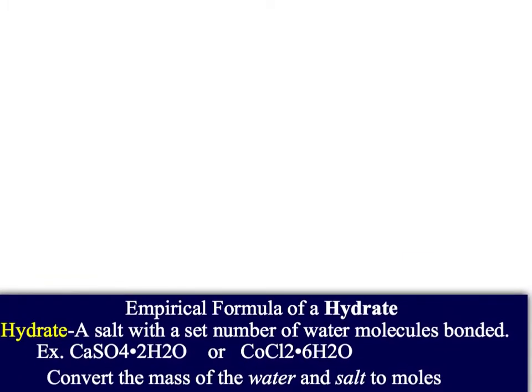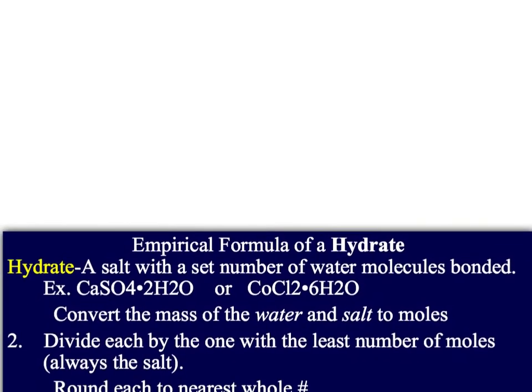And here's a hydrate, and here's a couple examples of it. It's a salt with a set number of water molecules bonded to it. So CaSO4 always has 2 water molecules attached to it. Cobalt chloride always has 6 water molecules attached to it. So our goal is, I'm going to give you an ionic compound, and you're going to try and find out how many water molecules are attached to it.